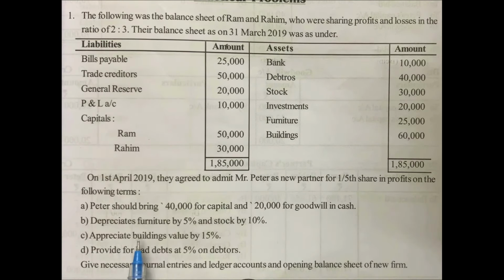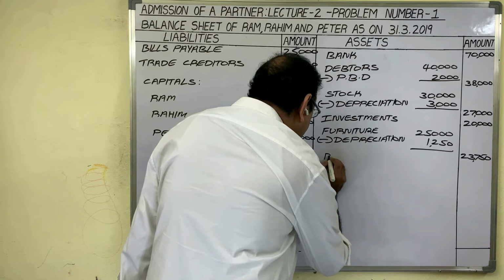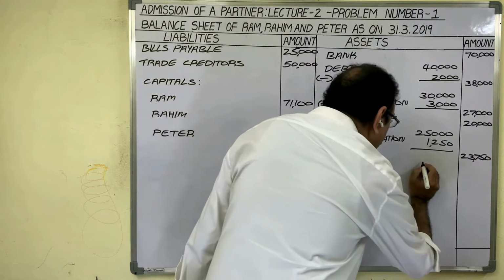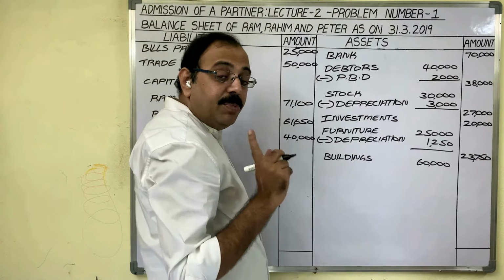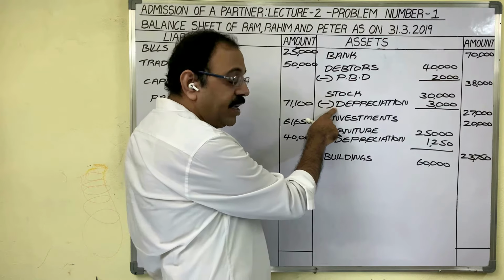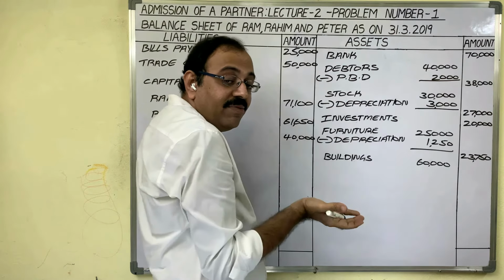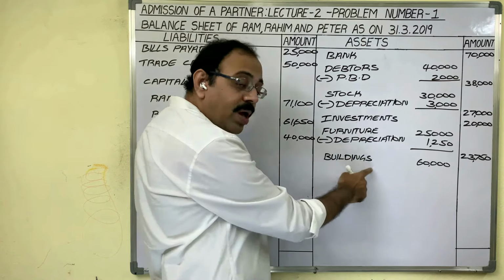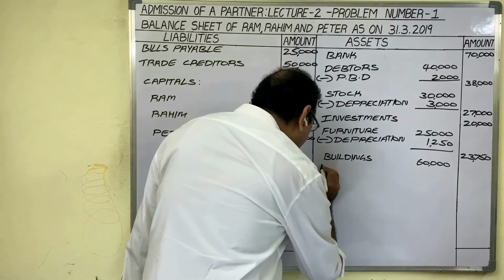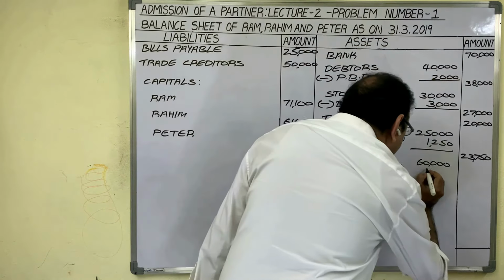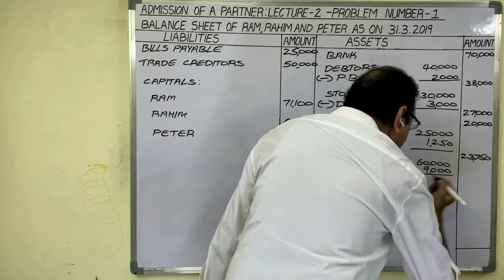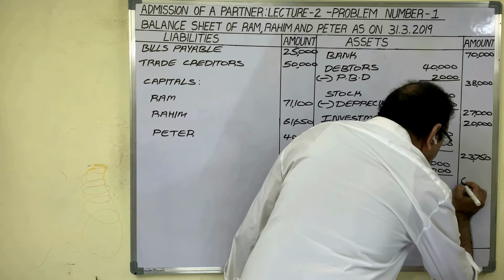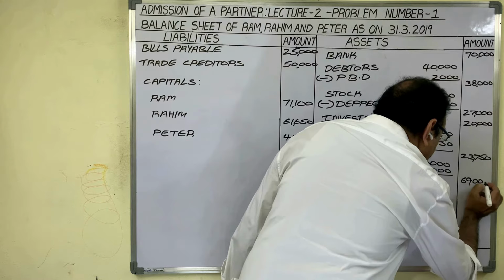Buildings, 60,000 rupees. Related to buildings, there is one adjustment. C point: appreciate buildings value by 15%. For buildings, as an adjustment is given, show the amount in the inner column. Appreciation is given. If depreciation is given, we are deducting. Appreciation, asset value is increasing, no? So we should add. Plus appreciation. In the revaluation account, on the credit side we calculated the amount, 9,000 rupees. Total in the outer column, 69,000 rupees.